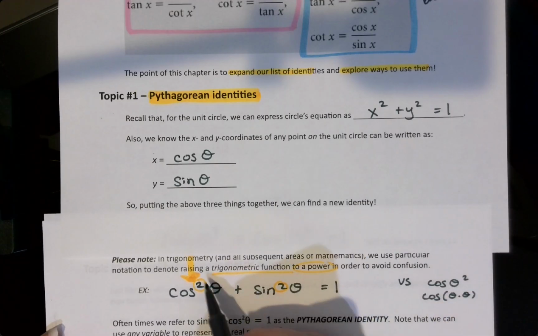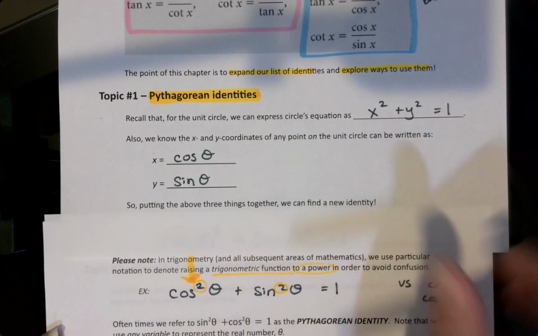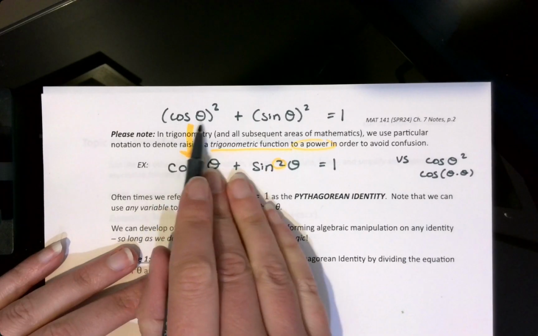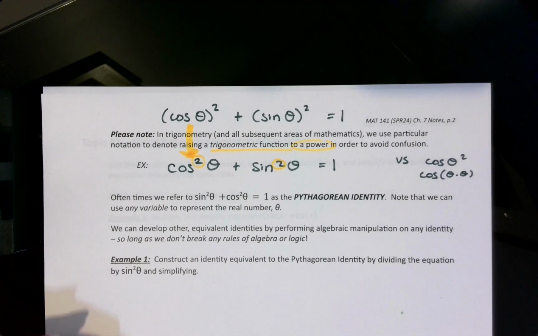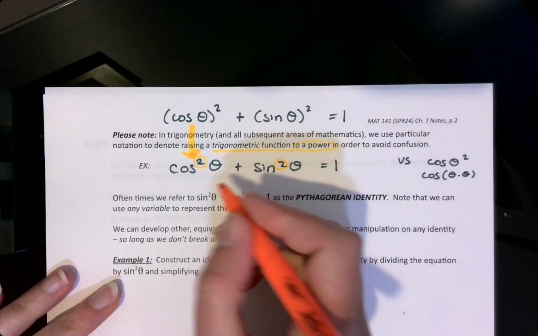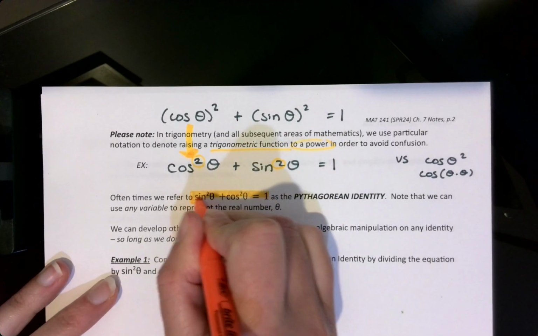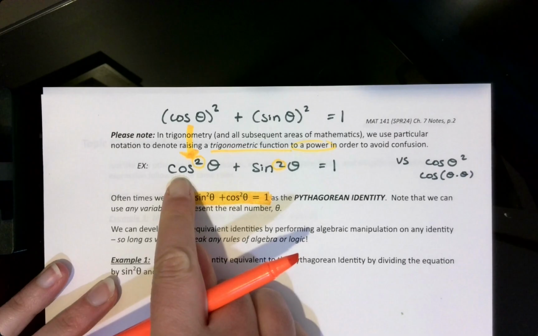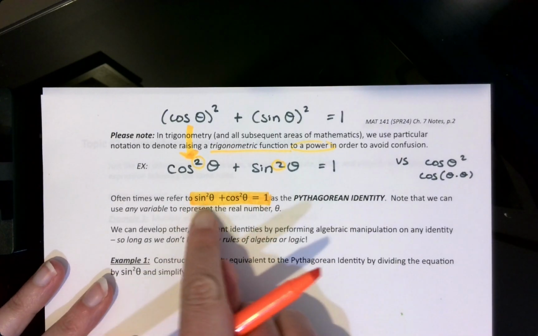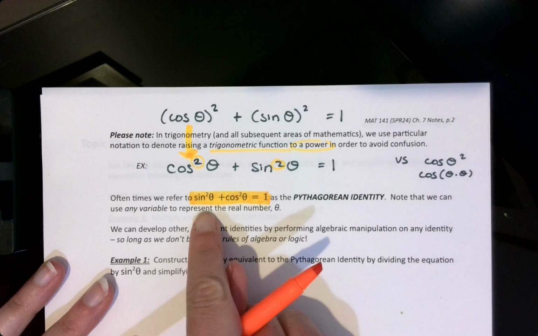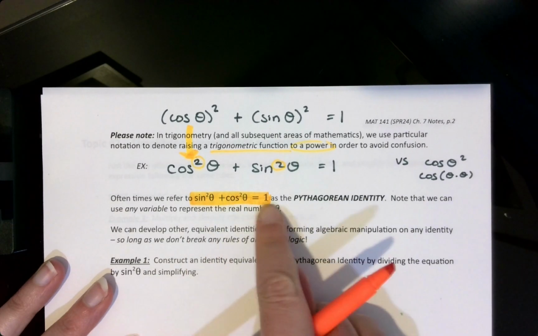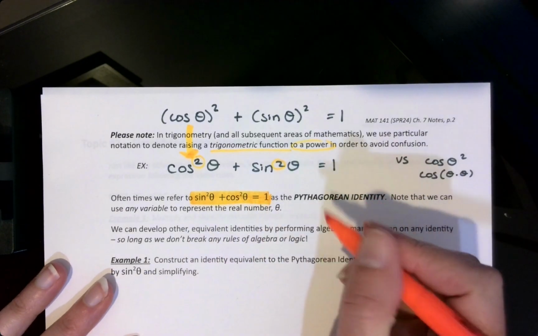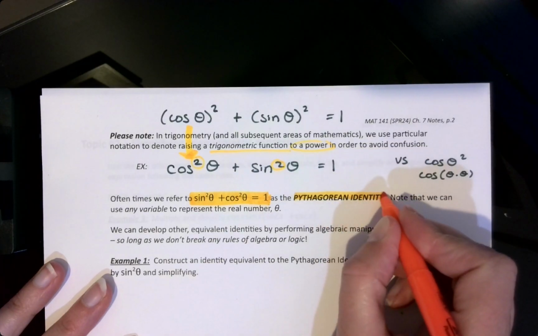Often we refer to this identity that we have just written here. Mine's got the cosine squared first, then plus the sine squared. It doesn't matter if you reorder that to say the sine squared theta first, then plus the cosine squared theta. So same identity, just in a different order here. We refer to this as the Pythagorean identity. That's because it comes from the equation of the circle, which is from the Pythagorean theorem. The x squared plus y squared equals 1. That's a squared plus b squared equals c squared. The c is the hypotenuse, which is 1.